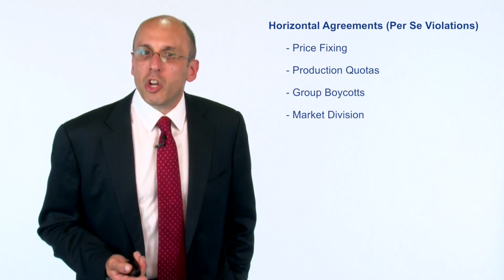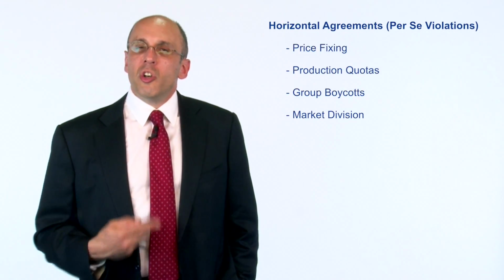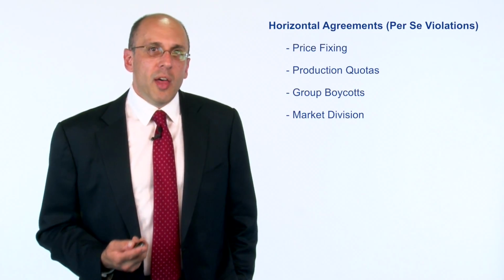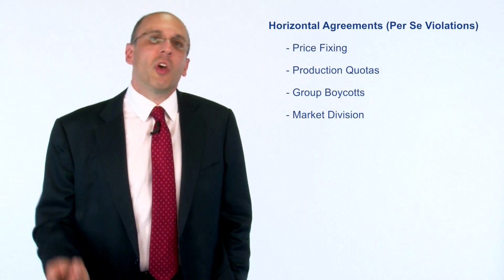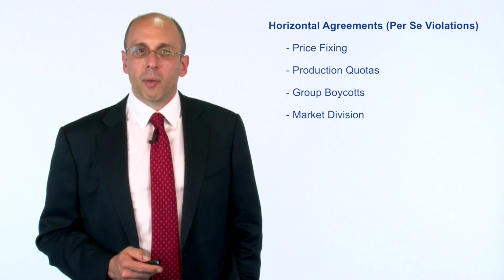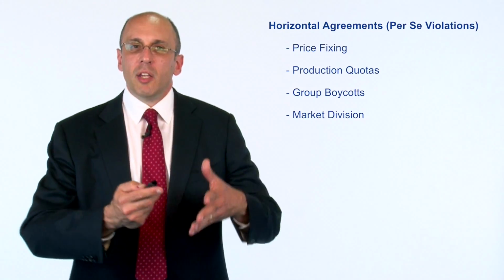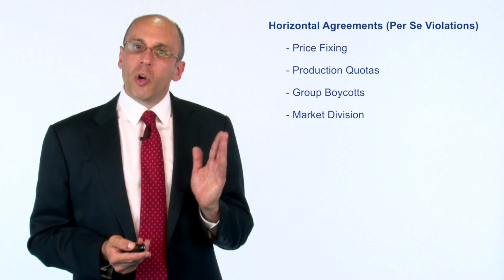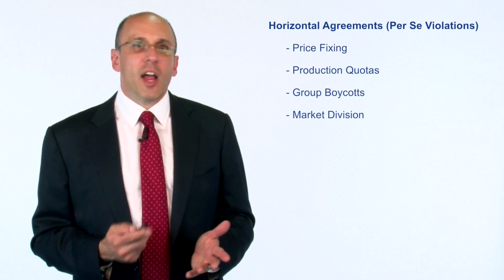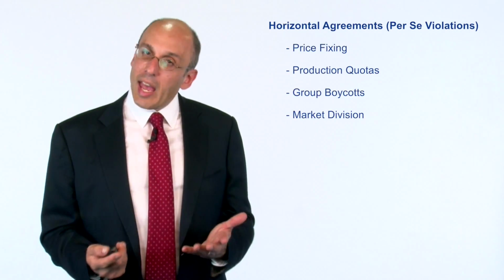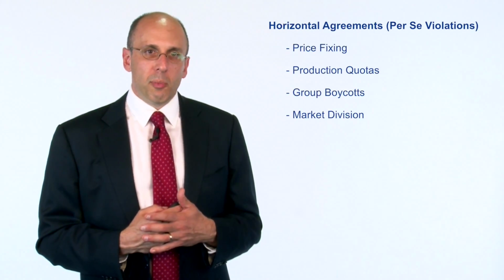You could also create production quotas. You could all decide you're only going to produce a certain number of some product. That will have the tendency to drive up prices, which again will hurt consumers, a per se violation of the Sherman Act. Or group boycotts. If a group of companies in an area all say, we're not going to do business with so-and-so in order to force that person to pay higher prices, then that again would have the tendency to raise prices for the product generally and hurt consumers.